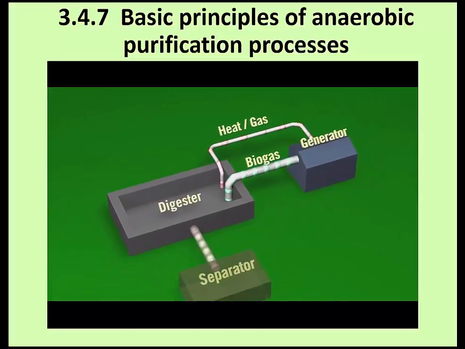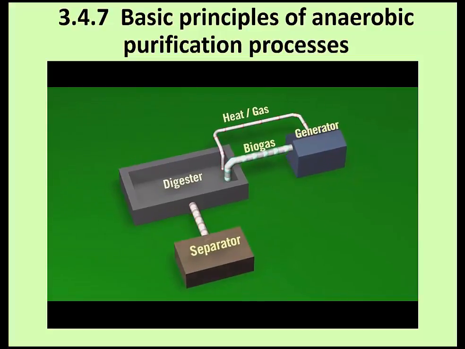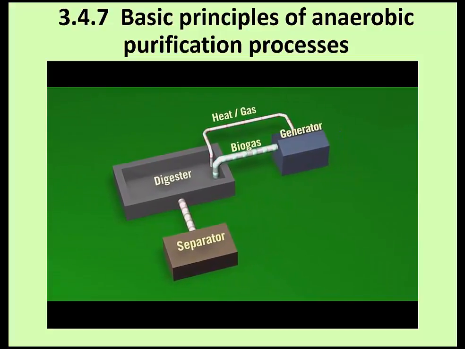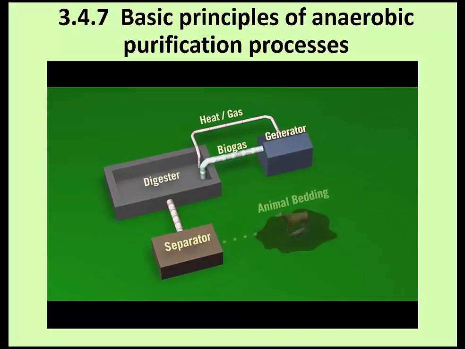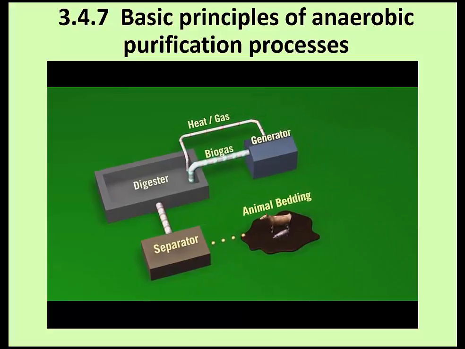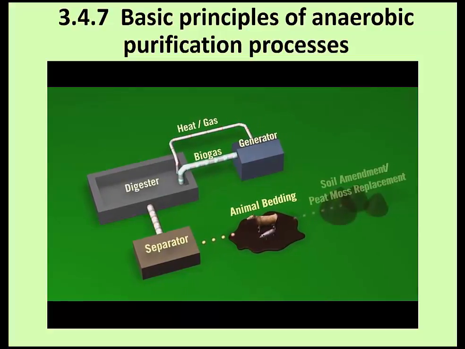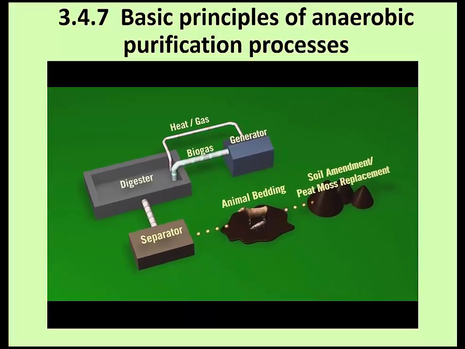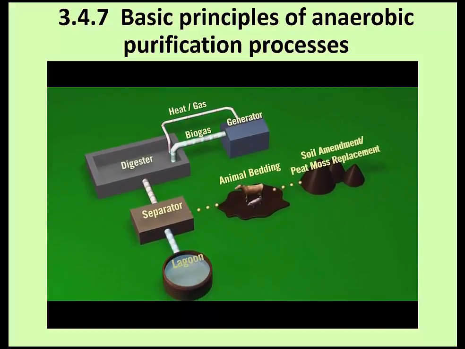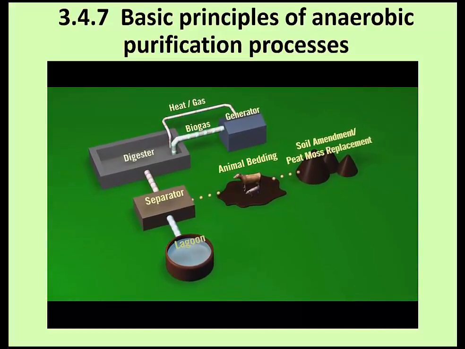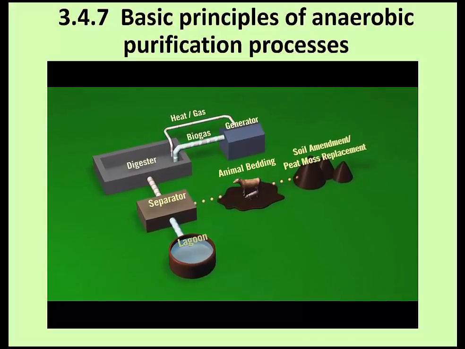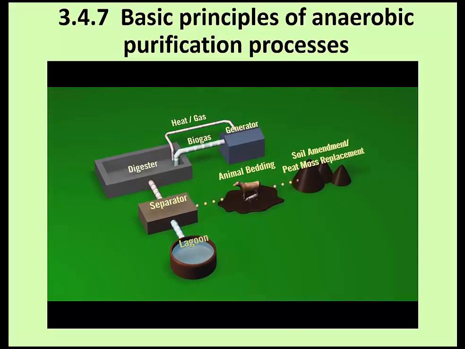After the biogas is captured, the treated manure is pumped to a separator where the liquid is removed. The remaining solids can be used by the dairy as bedding for their animals or even sold for profit as a soil amendment or peat moss replacement. The treated liquid is stored in a lagoon for watering crops. Unlike untreated lagoon water, this liquid is significantly reduced in pathogens and virtually odor-free.